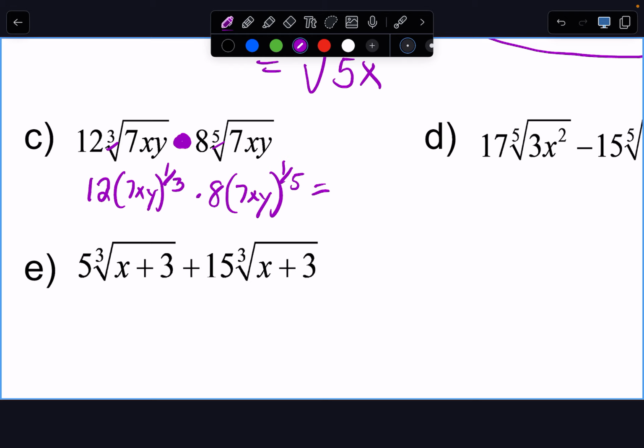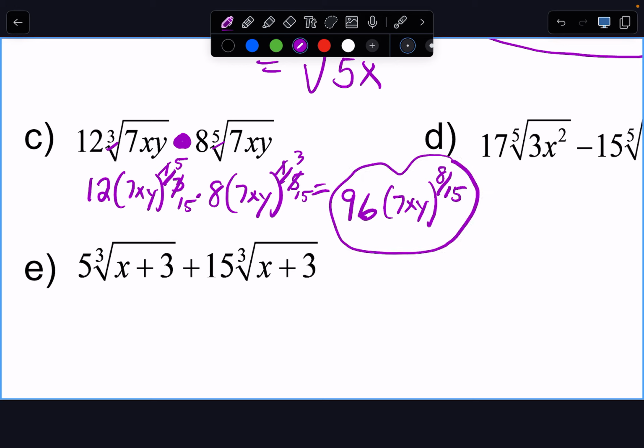So, guys, 8 times 12 is 96. And 7xy to the 1/3 times 7xy to the 1/5. Keep the same base. Add the exponents. That goes to 15. That goes to 5. That goes to 15. That goes to 3. So this is 7xy to the 8/15. I know that this is not what we're doing today, but I wanted to just go back in time to show you this little nuance.